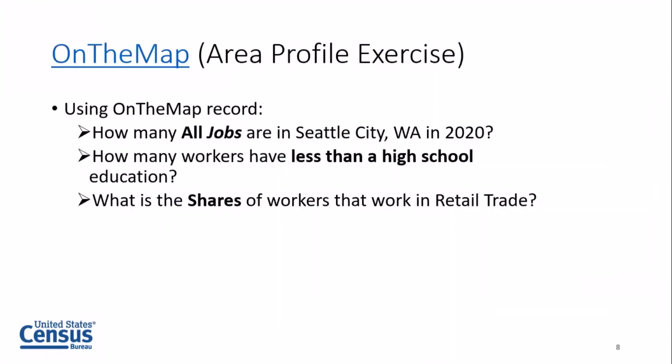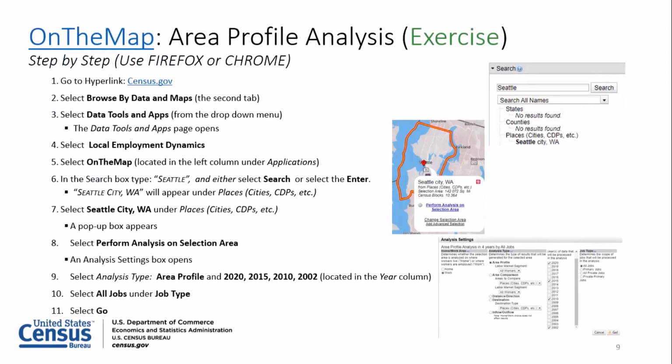Using OnTheMap and the case study about Seattle, let's answer the following questions. How many all jobs are in Seattle City, Washington, in 2020? How many workers have less than a high school education? And what is the share of workers that work in retail? Here are the step-by-step instructions on how to conduct this analysis. I'll read the steps and then I'll demonstrate.